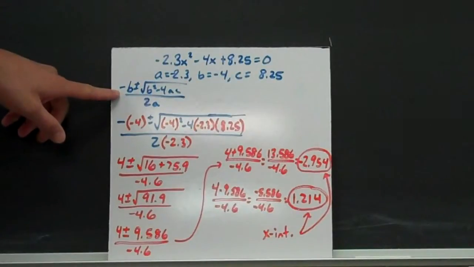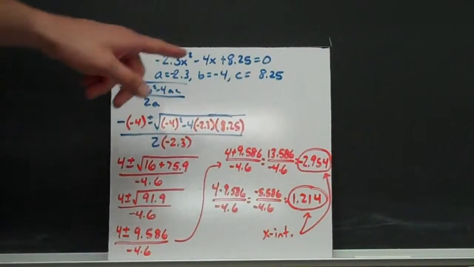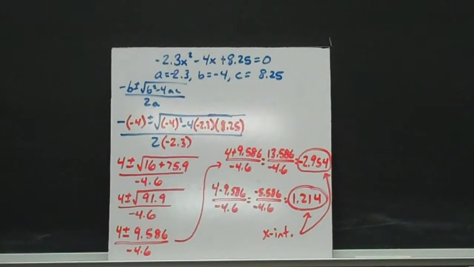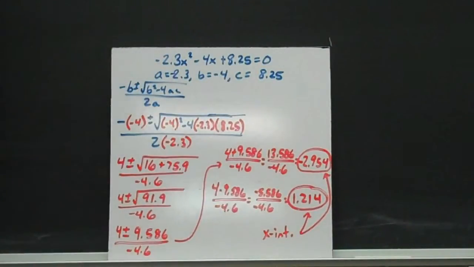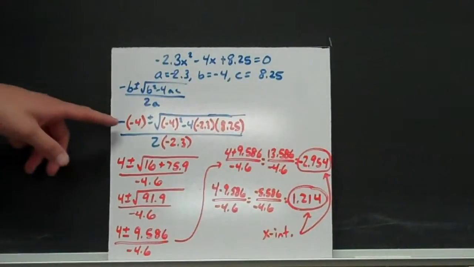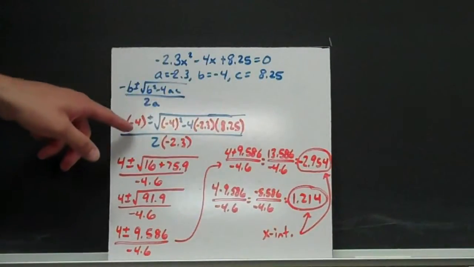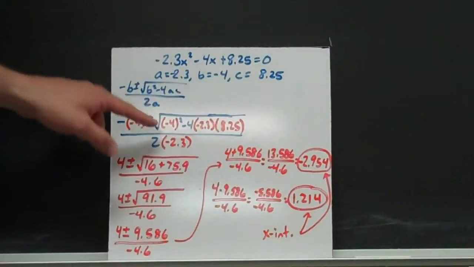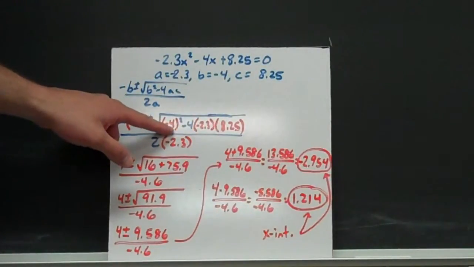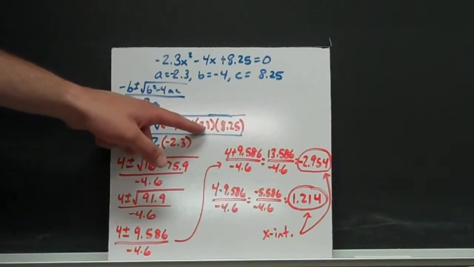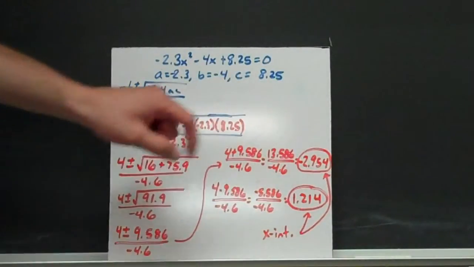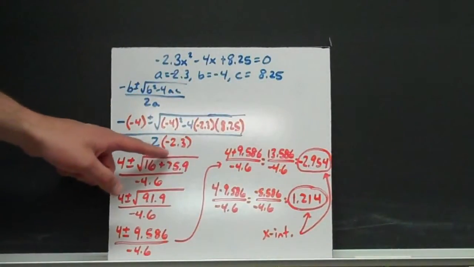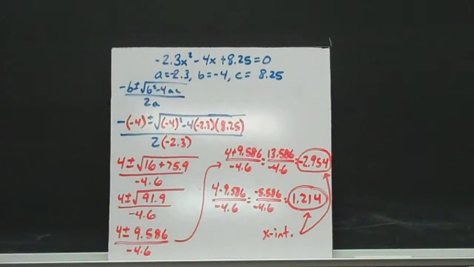Again, I've written the quadratic formula for you here, negative b plus or minus square root b squared minus 4ac over 2a. And again, I've used blue for the parts of the formula that we're not going to touch and red for the parts that we're plugging in. So the negative of b is negative 4, plus or minus the square root of b, negative 4, squared, minus 4 times a is negative 2.3, times c is 8.25. All divided by 2 times a, again a is negative 2.3.